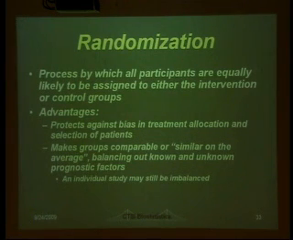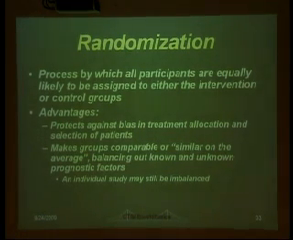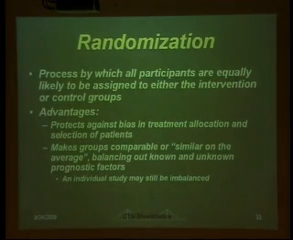And that means it balances out your prognostic factors, both the prognostic factors that you know about, which you might be able to balance out through an adjusted analysis, but it also balances out the unknown prognostic factors. Now, randomization itself may still give you an individual study that may be imbalanced, but it makes the groups comparable on the average.